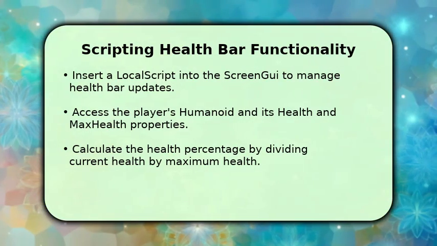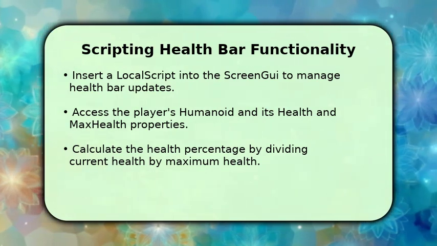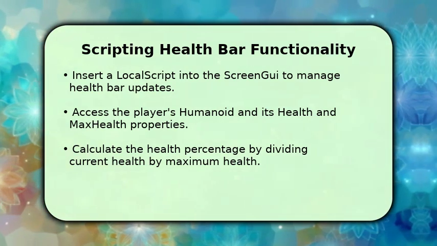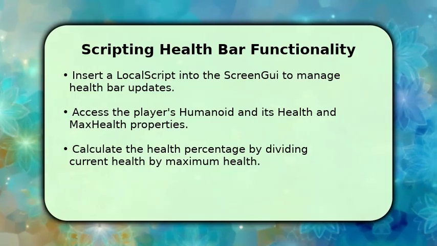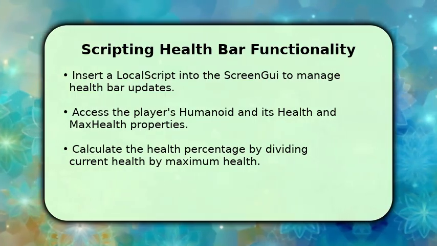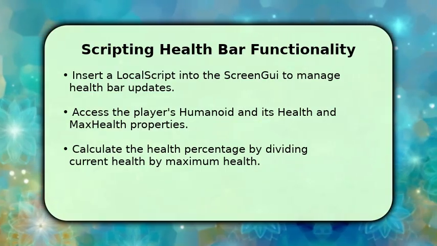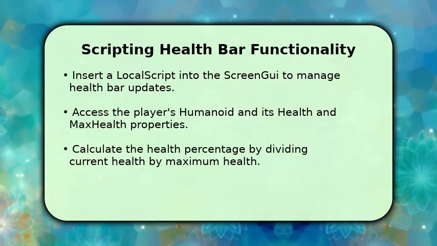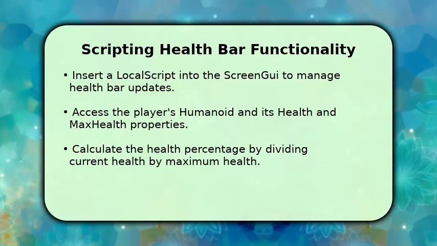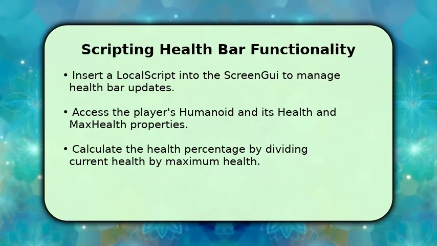With the UI in place, it's time to bring the health bar to life with a script. Add a local script to your screen GUI. This script will constantly monitor the player's humanoid health. We'll calculate the current health as a percentage of the maximum health. Then, we'll use this percentage to adjust the health fill frame's size, making it visually shrink or expand. Simultaneously, the text label will update to show the exact numerical health, providing precise feedback to the player.